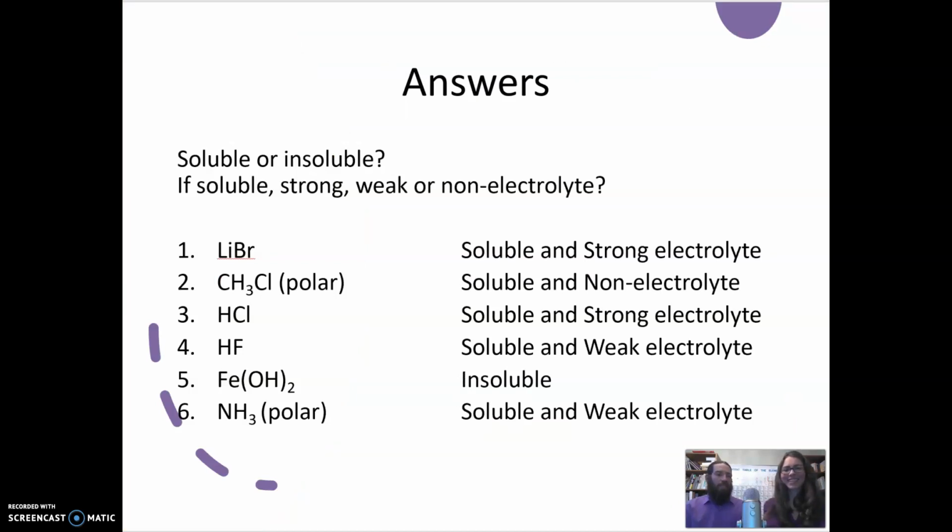Here are your answers. I want to point out that question number 2 was a molecular compound, and that's why we told you that it was polar. Using like dissolves like, we know that this is soluble, but it's not an electrolyte, because the only molecular compounds that are going to be electrolytes are the acids or bases.